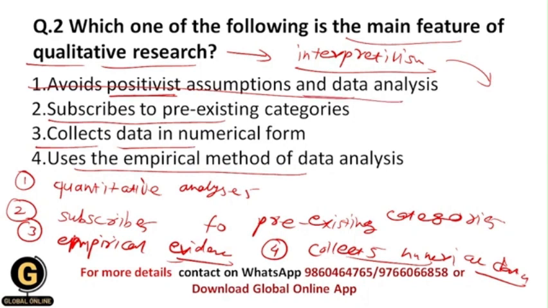And that's why the correct answer here is 1, because avoiding positivist assumptions and data analysis is one of the main features of qualitative research. And if you observe the below 3 options, then you will understand that all of these 3 options come under the characteristics of positivist assumptions only. That's why the correct answer here is 1.